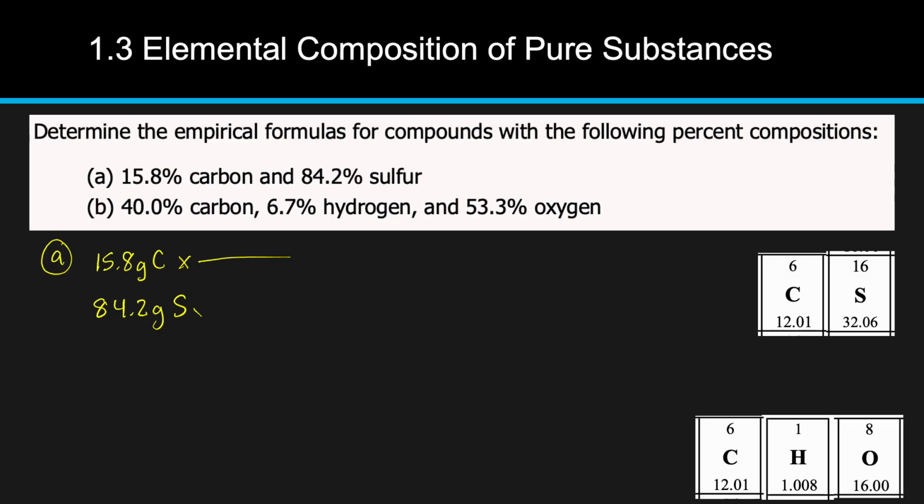So our first step after converting it to grams is to convert it to moles. So we know if we want to go from grams to moles, we use 1 mole is equal to the molar mass. And we want the mass to be on the bottom so that our units cancel out and we're left with moles. So in 1 mole of carbon, that is equal to the molar mass of carbon from the periodic table. And in 1 mole of sulfur, that's also equal to the molar mass of sulfur from the periodic table.